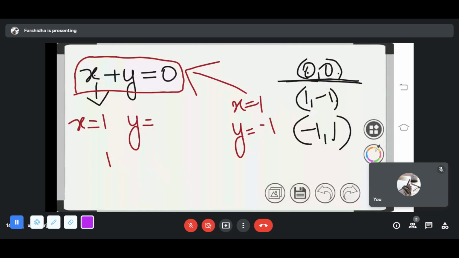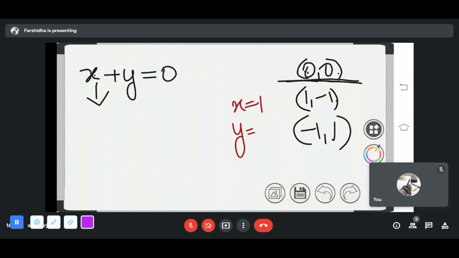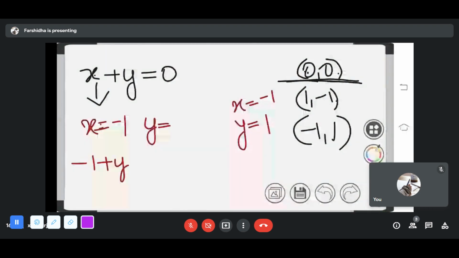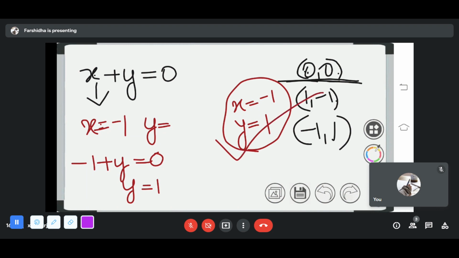Now see the third one. Third one is what? Minus 1 and 1. That means x is equal to minus 1, y should be equal to 1. Put x is equal to minus 1 and see what is the value of y. Minus 1 plus y equals 0. y is equal to 1. Is it satisfying this condition? Yes. So this equation satisfies.